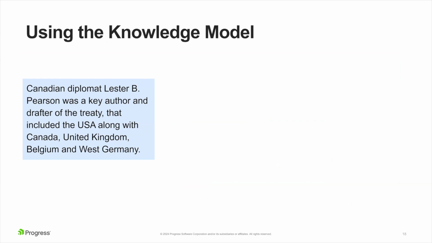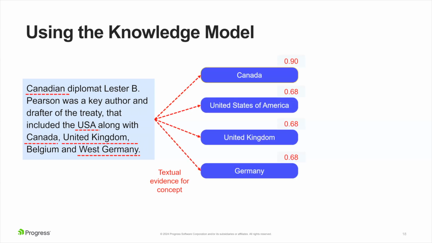So how do we use this? What's a practical way of using this? So here's some unstructured data: Canadian diplomat Lester B. Pearson was a key author and drafter of the treaty that included the USA along with Canada, United Kingdom, Belgium, and West Germany. So this is some unstructured data. What can we do here? Well, first off, we can extract out some of the key concepts. We have Canadian over there.